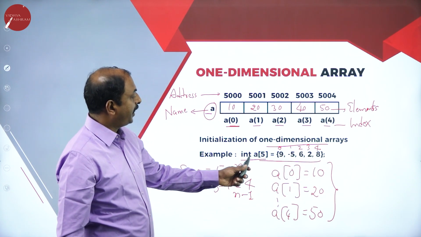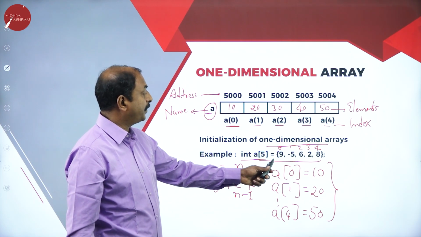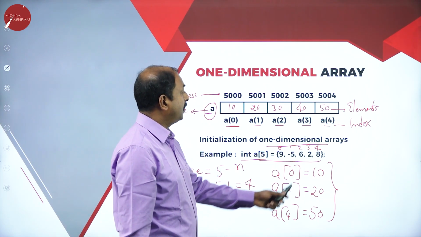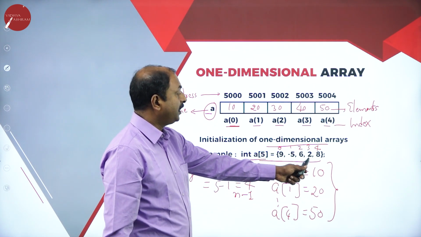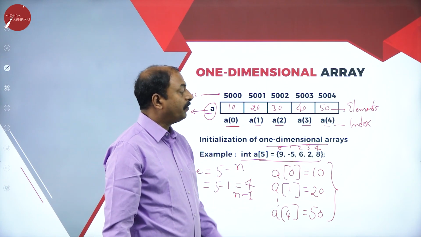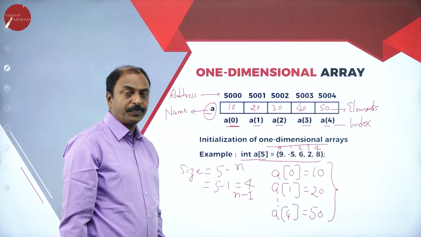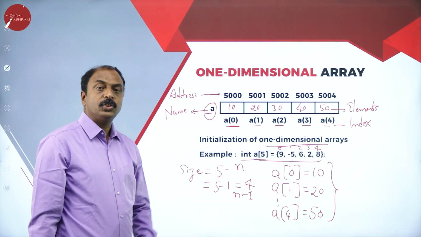So here a is the name of an array. A of 0 stands for 9, means we represent a of 0 as 9. Suppose I want to print the value 2, index 3, so here a of 3 is 2. See, this is how we represent or access the elements of an array through one subscript.